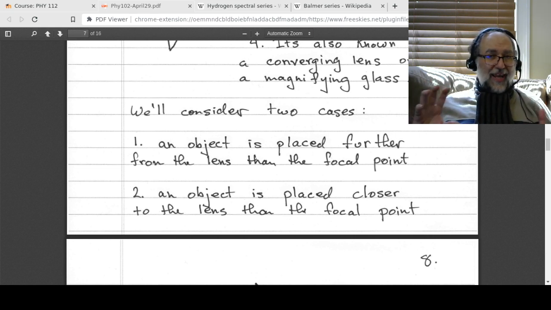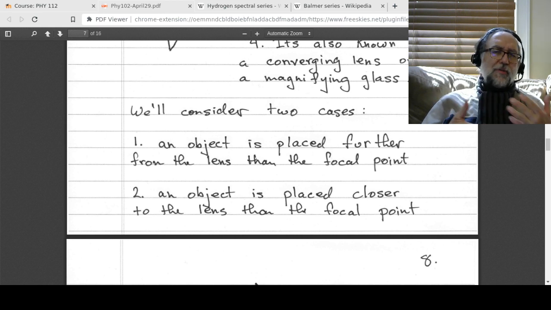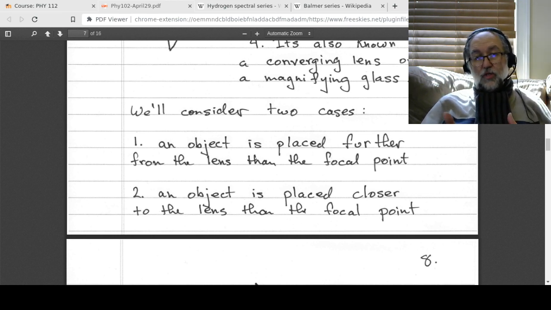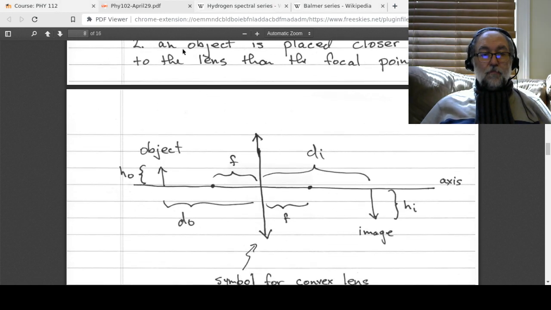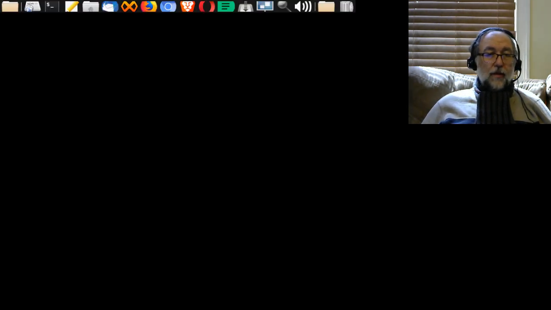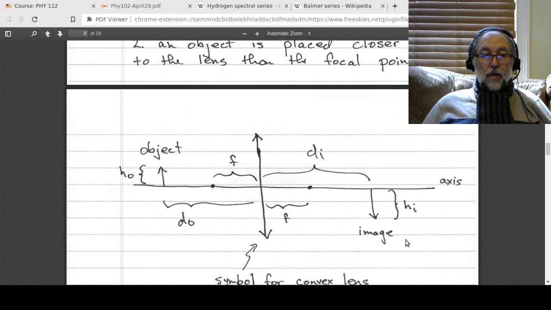Okay, so there's actually two discrete cases that come up here. Not for the concave lens, there's only one case there, but for the convex lens, there's two types of situations that you can get into. One is where the object is further from the lens than the focal point, and the other one is where it's closer to the lens than the focal point. Okay, so let's start off with a little diagram which defines for you some quantities, some measurements, okay?